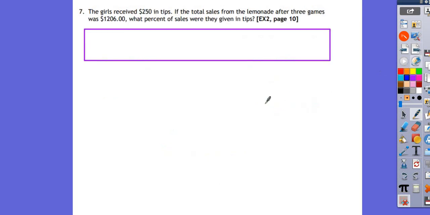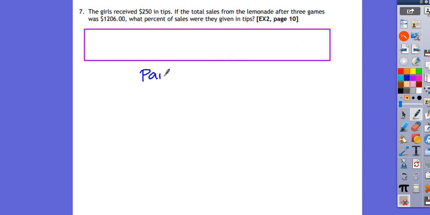All right, problem 7. The girls received $250 in tips. Man, that must be nice. If the total sales from the lemonade after 3 games was $1,206, what percent of sales were they given in tips? All right, so I want to see what percent is tips. So I'm looking for a percent here. They didn't even give me a percent.